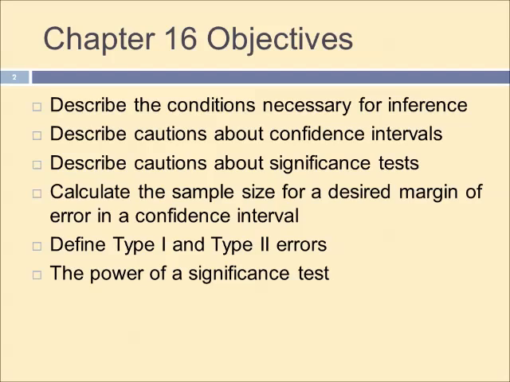The objectives: to describe the conditions necessary for inference, describe cautions about confidence intervals, describe cautions about significance tests, calculate the sample size for a desired margin of error in a confidence interval. We'll define and talk about type 1 and type 2 errors, and talk about the power of a significance test.